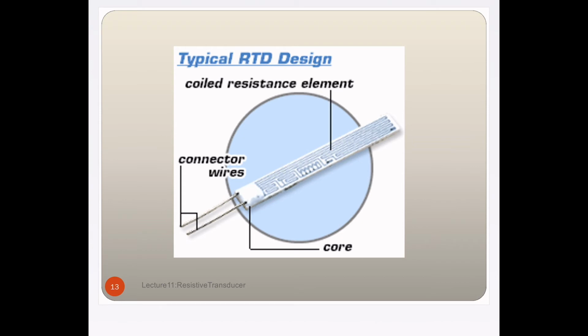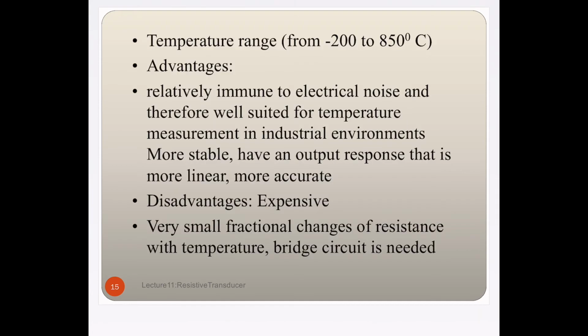Okay, so this is the design for RTD. This is the metal material that is put into coil shape. So you can see here, put into coil shape. In general, the temperature range for RTD is between minus 200 degrees C to 850 degrees C. So it is quite a wide range because it depends on the type of metal used in the RTD.